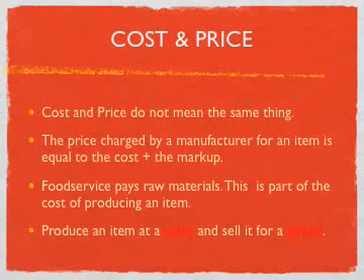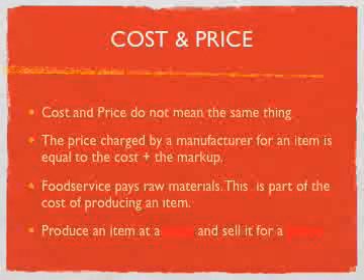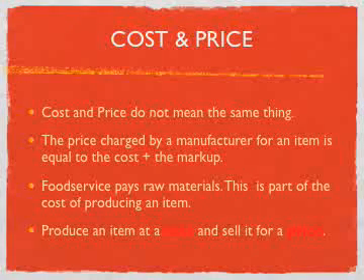The price charged by a manufacturer for an item is equal to the cost plus the markup. So a food service pays for raw materials. This is part of the cost of producing an item, and then they add a markup to it. So in the food service industry, we'll produce an item at a cost and sell it for a price.